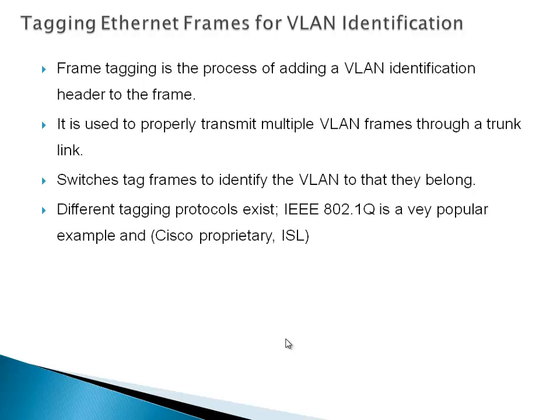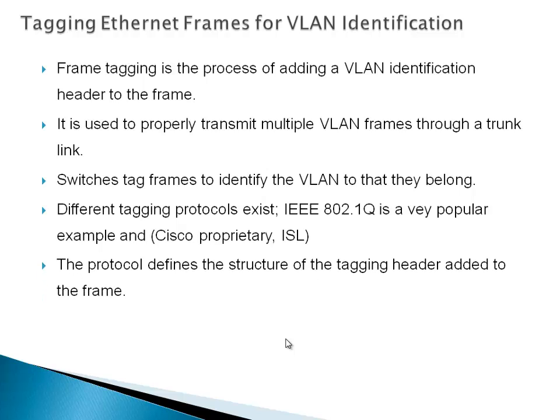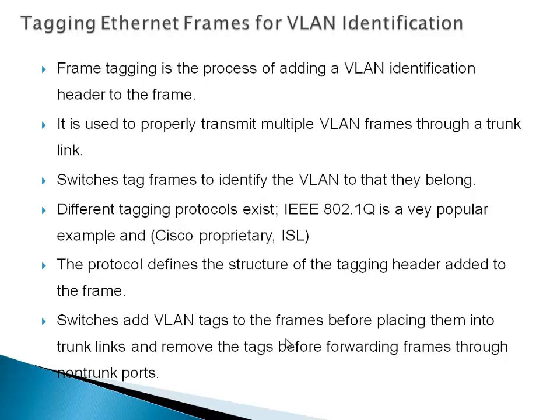Different tagging protocols exist. First is IEEE 802.1q, a popular open standard protocol, and we have a Cisco proprietary protocol, which is ISL. The protocol defines the structure of the tagging header added to the frames. Switches add the VLAN tags to the frame before placing them into the trunk links, and remove the tags before forwarding frames through the non-trunk ports.